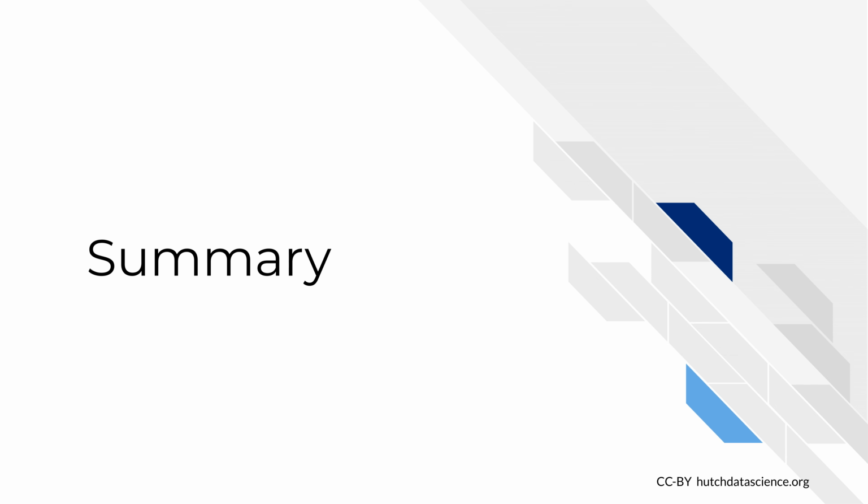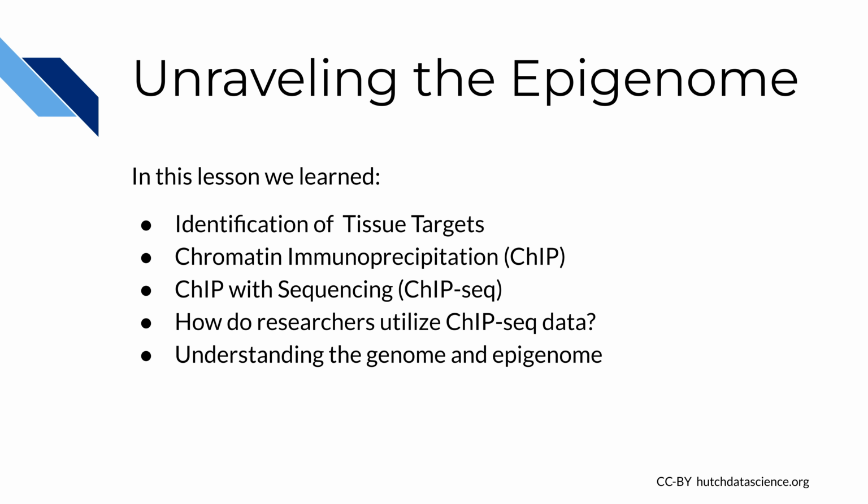Let's review what we have learned. In this lesson, we explored the importance of tissue targets when understanding the epigenome. We learned about the steps involved in ChIP and ChIP-seq methods. Finally, we learned how researchers analyze ChIP-seq data and how that data has helped researchers better understand the human epigenome with respect to disease and disease treatment.